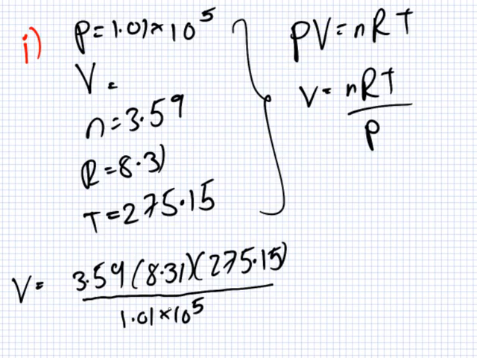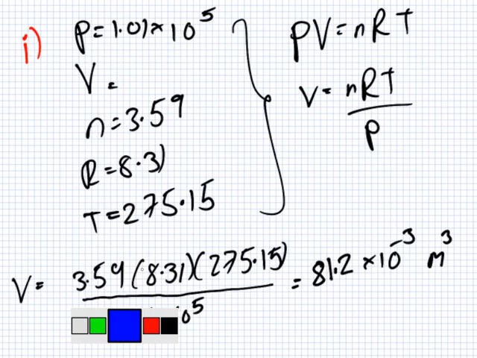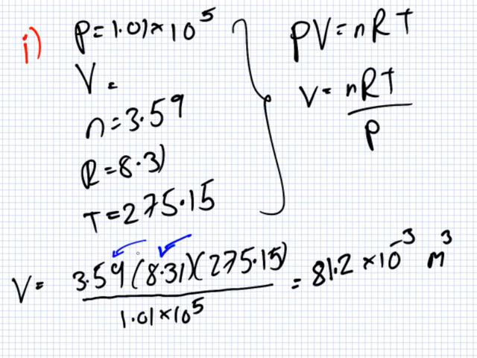So again, if I use more decimal places, I'll get a more accurate answer. And my answer will be 81.2 times 10 to the minus 3 meters cubed. But that's because I used more decimal places for my R and for my n. So you could have an answer that's a little bit different to this.